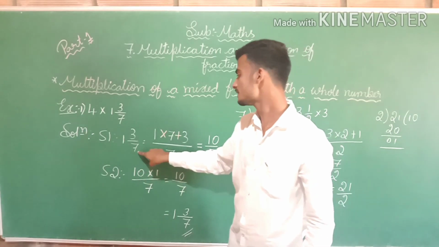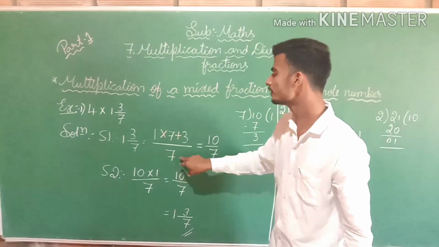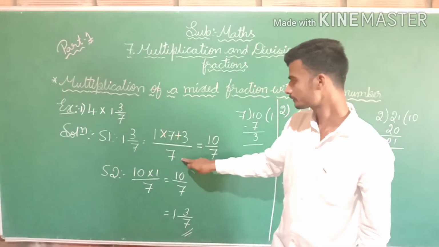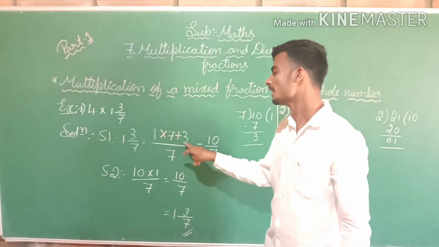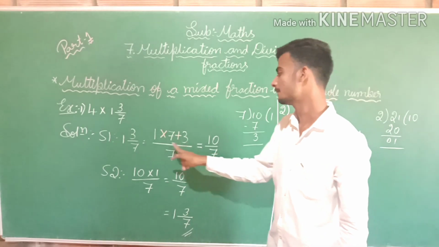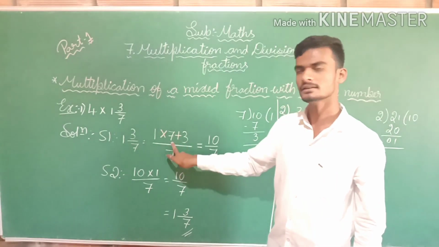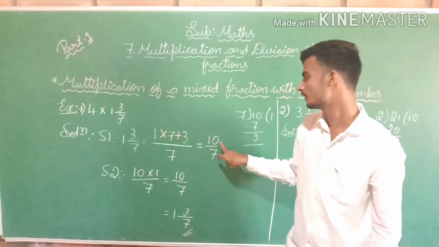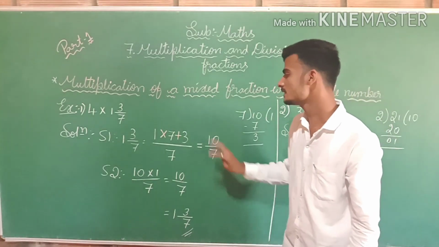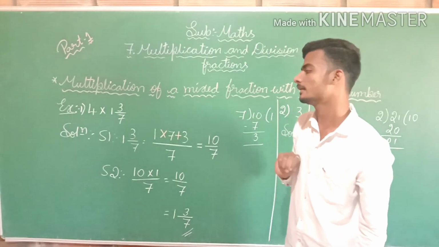Whatever the denominator is here, the same number you have to write here also. Then what you have to do, you have to multiply and add this number. 1 7s are 7. 7 plus 3, how much? You will get 10 here. Okay, 10 by 7. This is step 1.